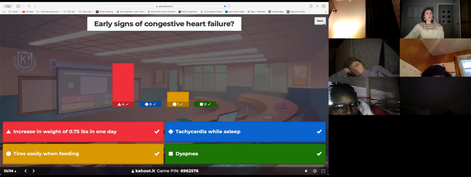So all of those are potential signs of congestive heart failure. So we know we want to watch our weight. If we notice tachycardia outside of normal activity, that would be abnormal, difficulty breathing, and then that fatigue when you're eating.